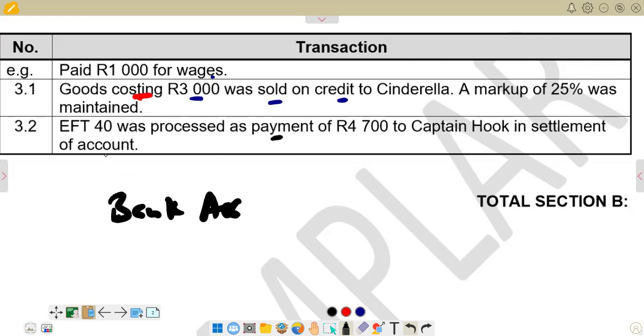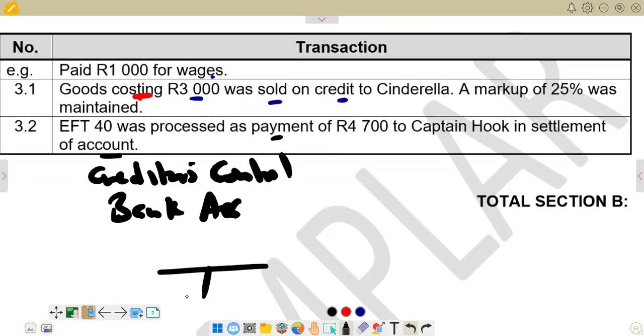Remember, whenever we have the term account, it means that this person was a creditor to us. So obviously, the other account that is going to be affected is creditors control. It means we are paying our supplier or our creditor. Initially, when we bought from the creditor, we credited creditors control with 4,700. Now we are paying the creditor, so we go to the opposite side. We are debiting creditors control, 4,700.